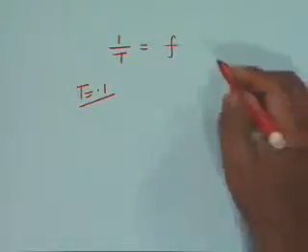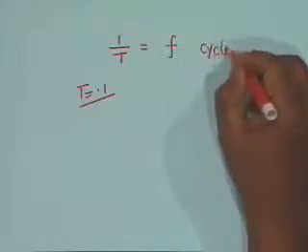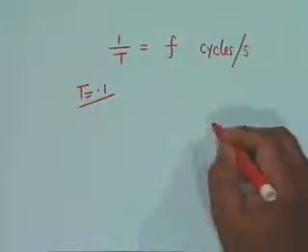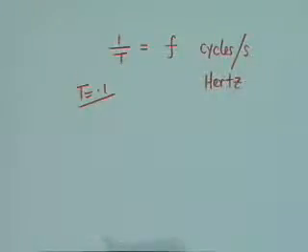1 by capital T is the frequency f, and the unit is cycles per second, or simply, to honor Heinrich Hertz, who first used this term frequency and used the unit cycles per second, we simply call it f Hertz. We will come back to this later on many occasions. So this is a periodic signal.